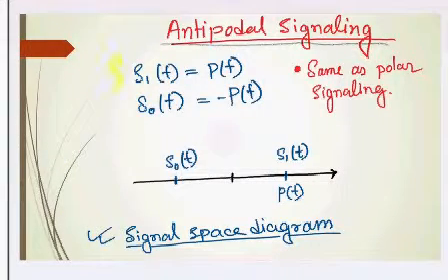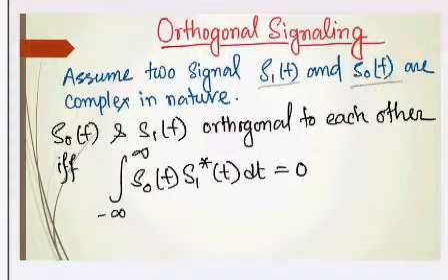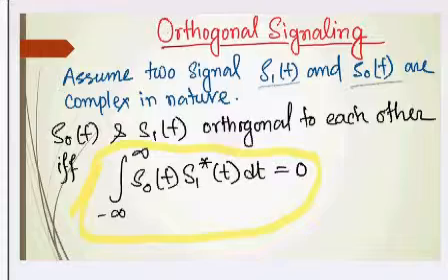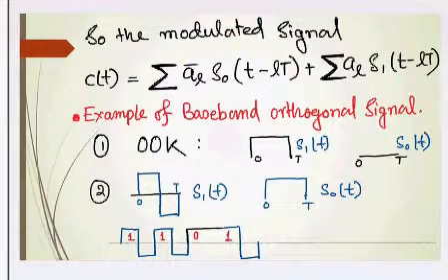So this is the signal representation of the binary baseband antipodal signaling, and here is the signal space diagram. You must remember that this antipodal signaling gives negative correlation. Now, baseband binary orthogonal signaling. To satisfy the orthogonality property, the signals S1(t) and S0(t) have to satisfy this equation. So it gives us the correlation is 0. You can represent the modulated signal by this equation.